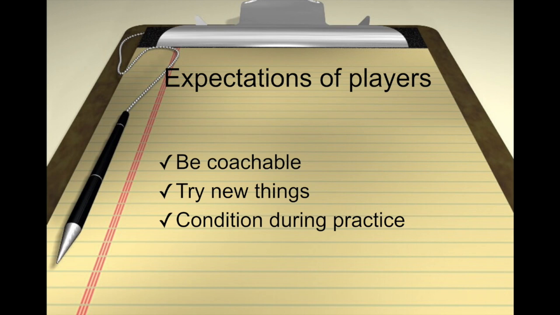Expectations of players. Obviously, we expect them to be coachable, try new things. We talk a lot with our guys about what it means to be coachable and what it means to listen and try to fit within a team concept. The third one is the really big one for us, and it's conditioning during practice. At the end of practices, we do not get everyone on the line and run 10 sprints. We don't put everyone on a foul pole and run 15 poles. We don't put everyone at home plate and run bases. We don't do that. We condition during our practice. So there is a base running segment in there, but it is not a conditioning segment.